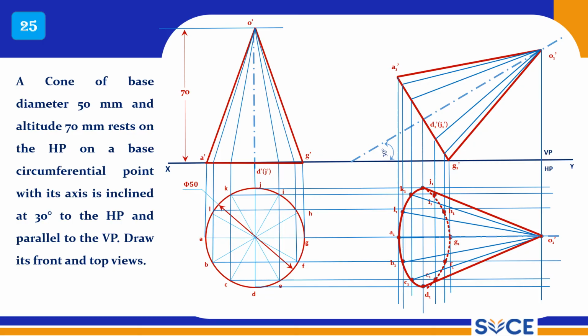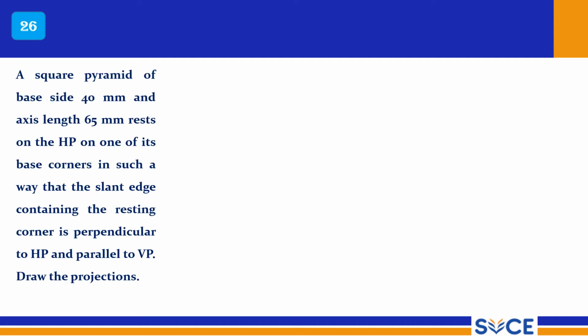It is very important. So the 26th problem. It is a square pyramid of base height 40 mm and axis length 65 mm, resting on the HP on one of its base corners. It is resting on a base corner, so you have to draw the diamond shape in such a way that the slant edge containing the resting corner is perpendicular to HP. The slant edge is kept perpendicular to HP and parallel to VP.